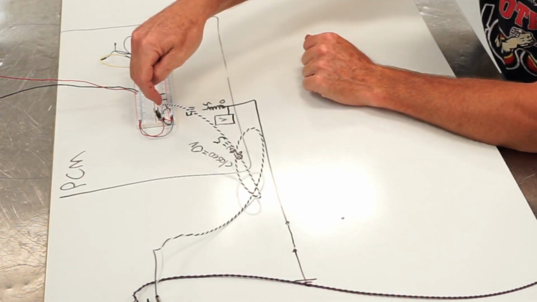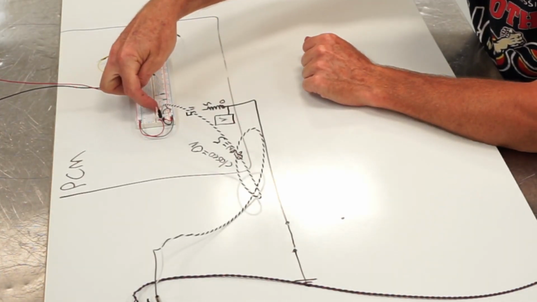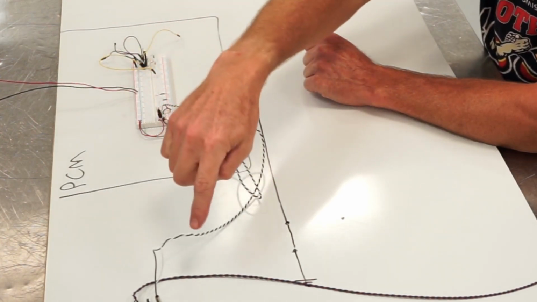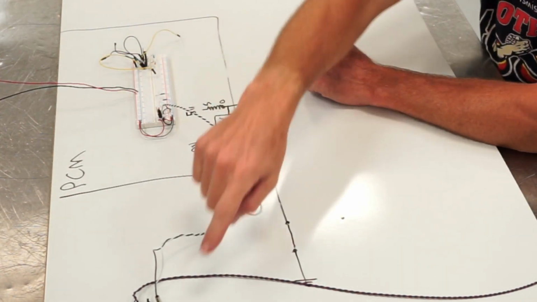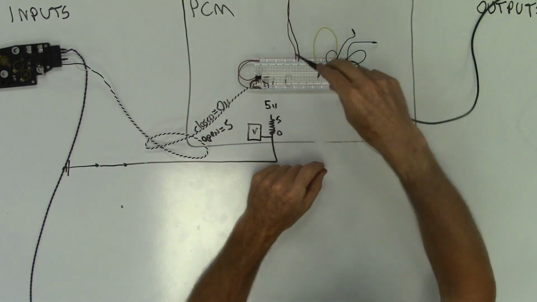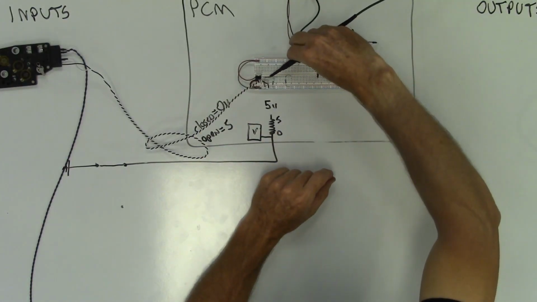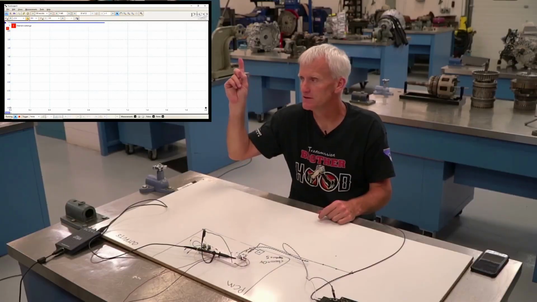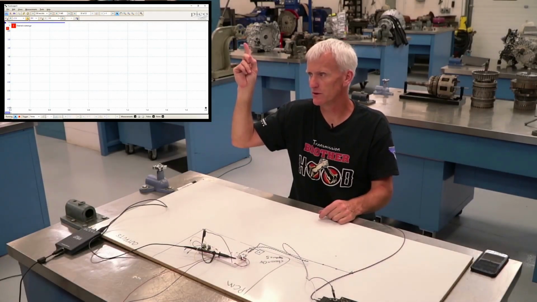I've got 5 volts coming through this resistor, going to the switch, and then it will find its way to ground. And I'm going to go ahead and hook it on the other side of the resistor. I'm going to pretend that this scope is pretending to be the computer. And you can see right off the bat that the scope is showing 5 volts.